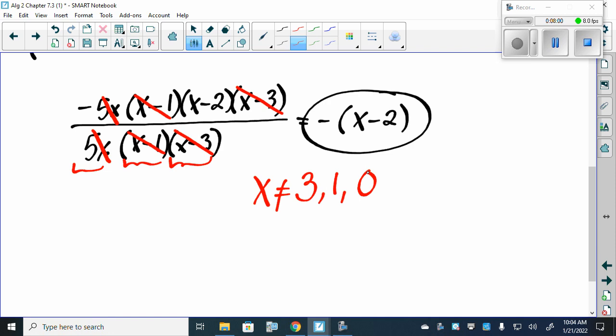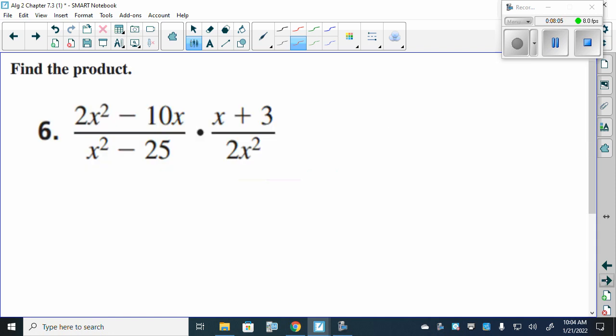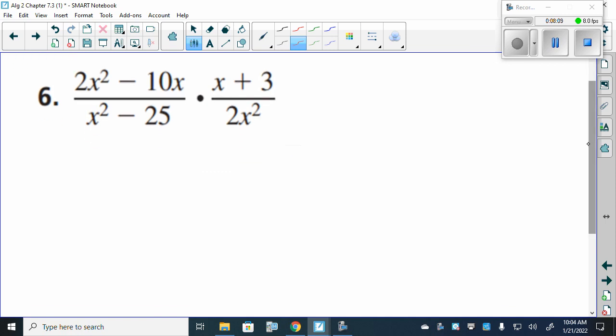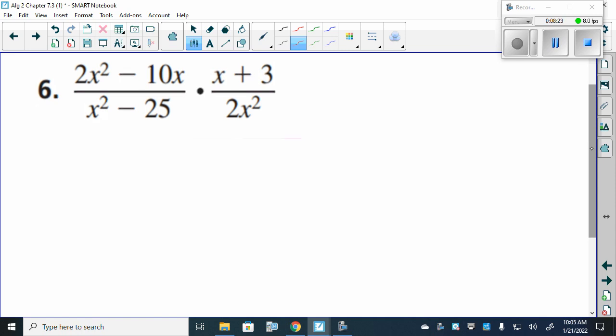Any questions on this here? All right. So we're still going to look at some more of these here. So the next one we're looking at is this one here. 2x squared minus 10x over x squared minus 25 times x plus 3 over 2x squared.